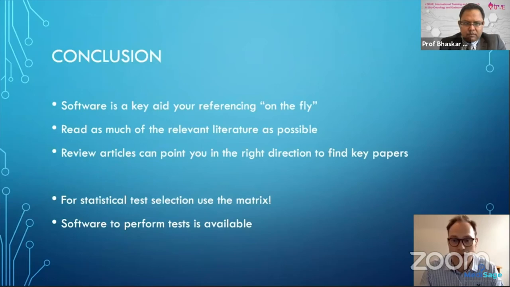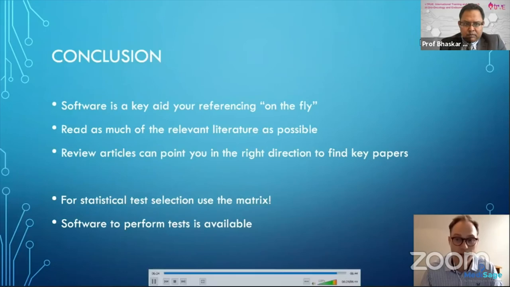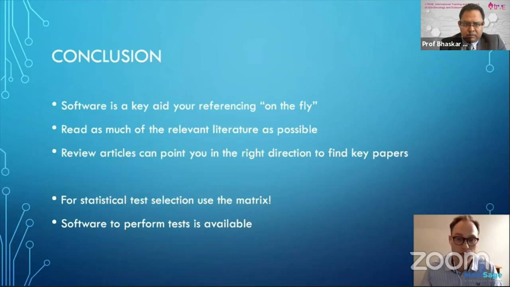So in conclusion, software is king for both referencing and statistics. Look out for narrative review articles that will highlight key papers in the area you are looking for. I will make sure the statistical test selection matrix is available, as this is an invaluable resource for test selection. Be wary of statistical error and get used.